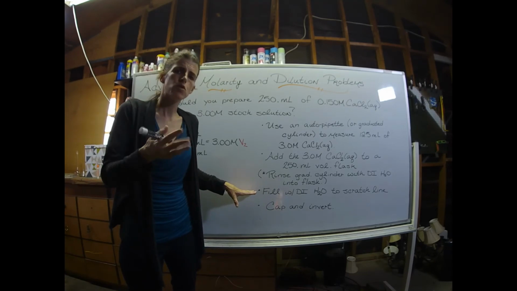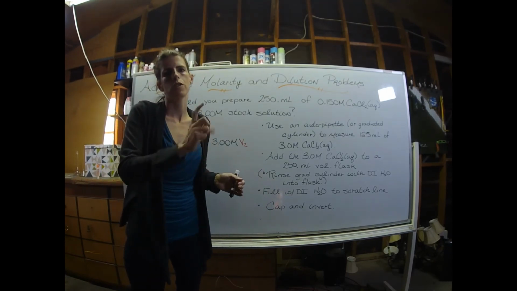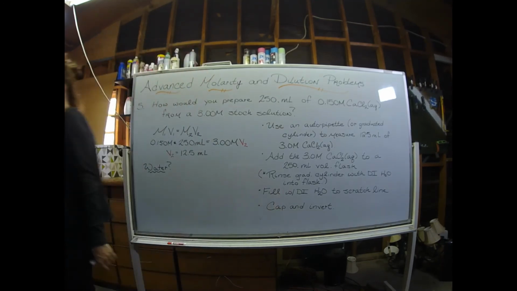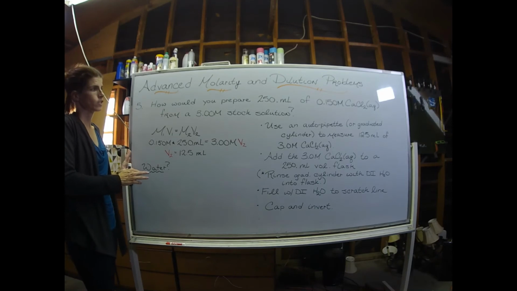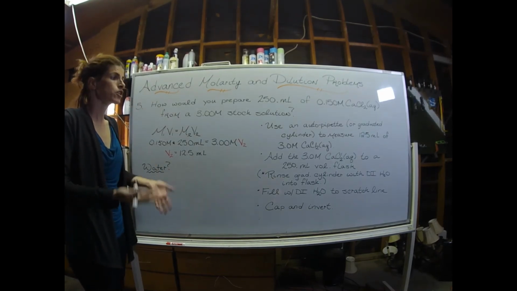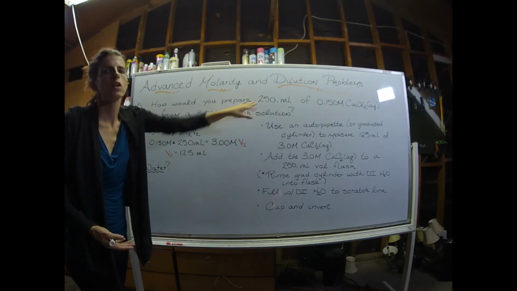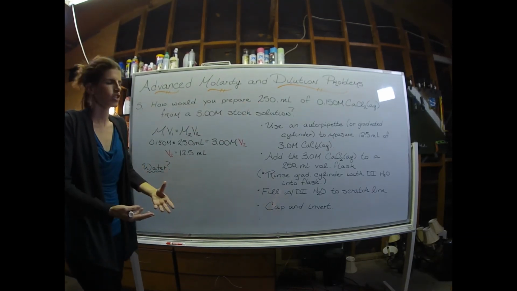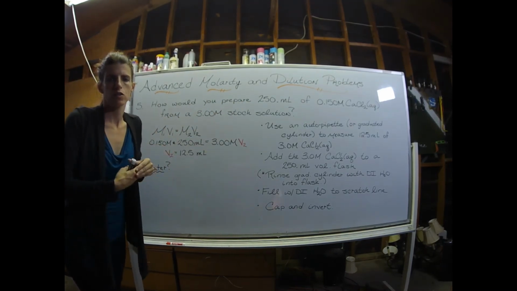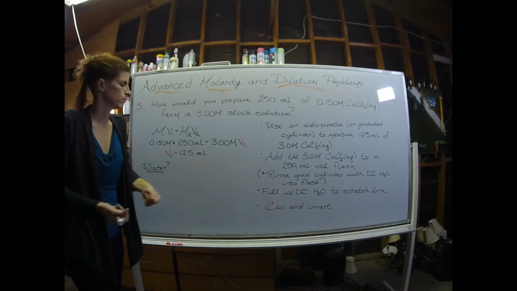Finally, the steps towards the end are very similar. Fill DI water to the scratch line and make sure that you invert and mix to create a homogeneous solution. The last thing I want to mention in terms of problem number 5: what if you're in the lab and you don't have access to a 250 milliliter volumetric flask? Or maybe that level of precision, because the volumetric flask is going to be the most precise way to prepare that solution, what if that level of precision is just not that important to you at the moment?